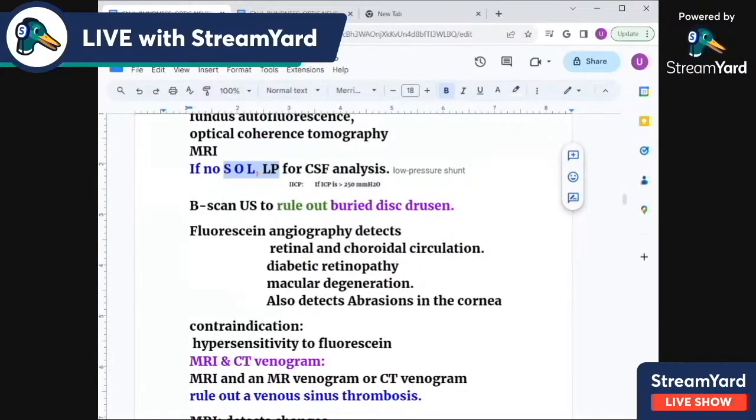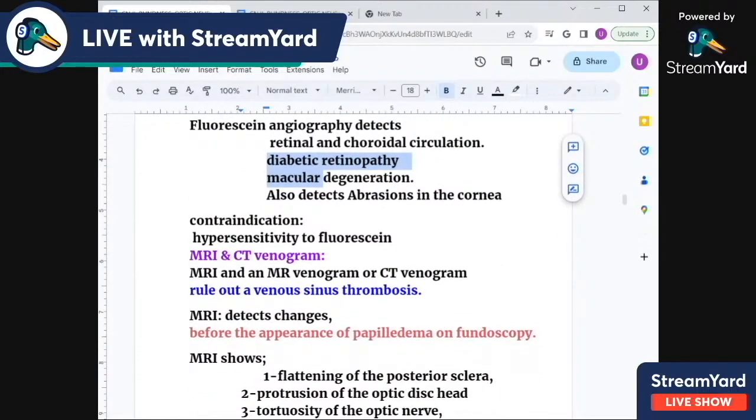So we discussed LP, and B scan for drusen. Fluorescein angiography tells you the extent of the vascular involvement. It is also effective in diabetic retinopathy, macular degeneration. And a contraindication to fluorescein is hypersensitivity.